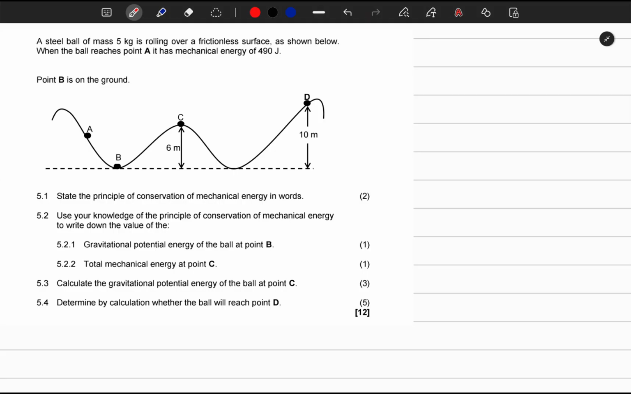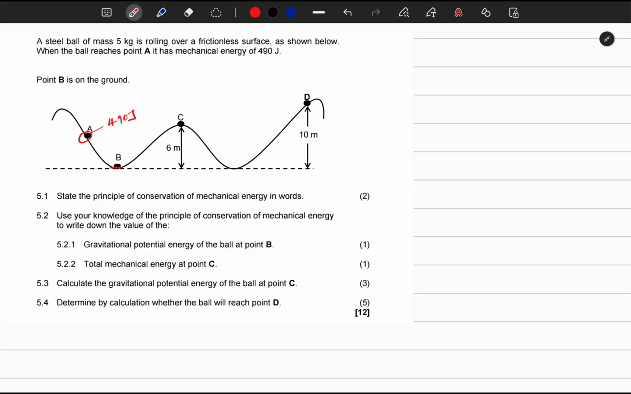A steel ball of mass 5 kilograms is rolling over a frictionless surface as shown below. When the ball reaches point A, it has a mechanical energy of 490 joules. Now, mechanical energy is the combination of kinetic energy plus potential energy. Take note of that. Now, 5.1 says, so point B is on the ground. Okay, so that's the ground level.